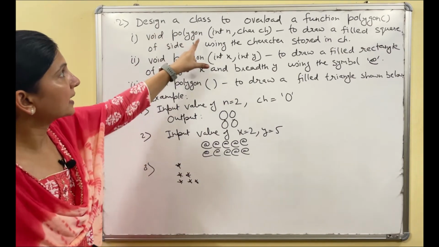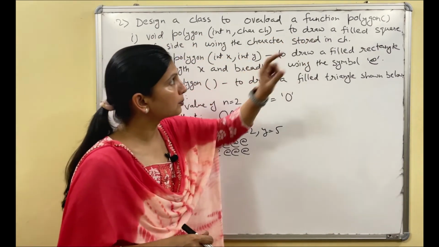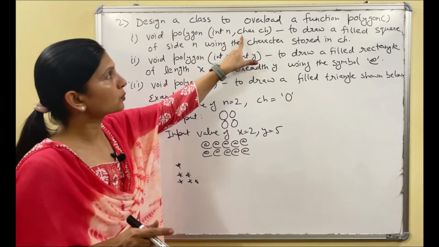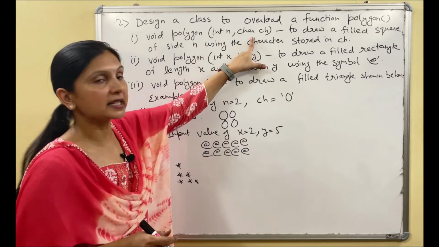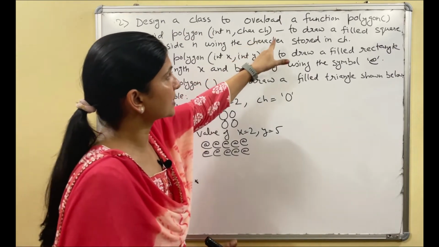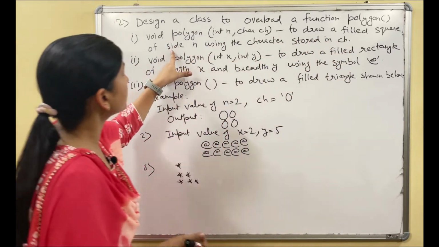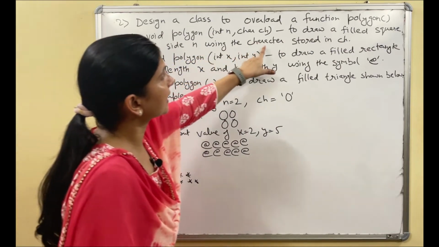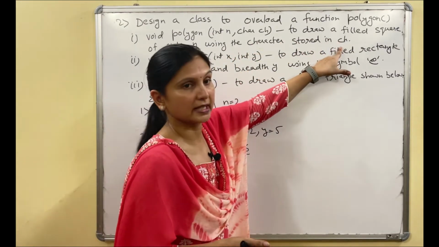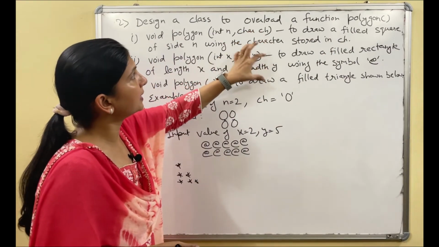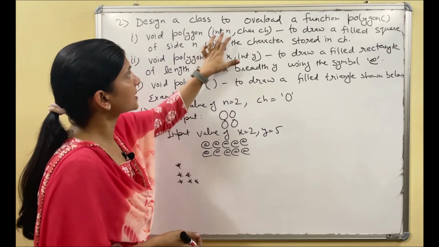Design a class to overload a function polygon. Void polygon, two parameters are passed, one is int type and another is char type, int n and char ch. What is the purpose of this function? To draw a filled square of side n using the character stored in ch. So whatever character is passed here, that will be filled in the square of side n.